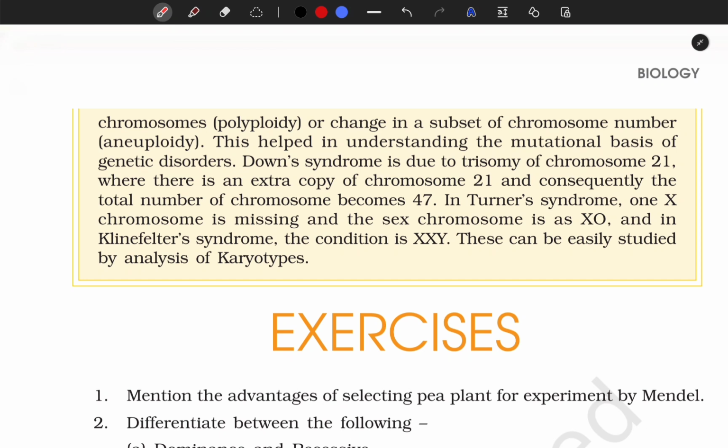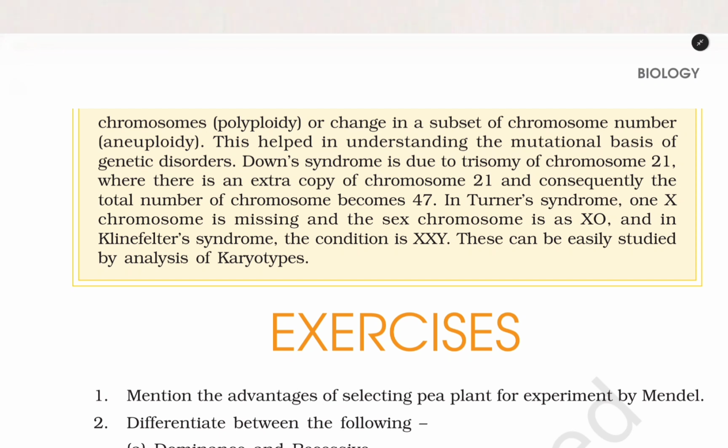This helped in understanding the mutational basis of genetic disorders. Down syndrome is due to trisomy of chromosome 21, where there is an extra copy of chromosome 21 and consequently the total number of chromosomes becomes 47. In Turner syndrome, one X chromosome is missing and the sex chromosomes are XO. And in Klinefelter syndrome, the condition is XXY. These can be easily studied by analysis of karyotypes.